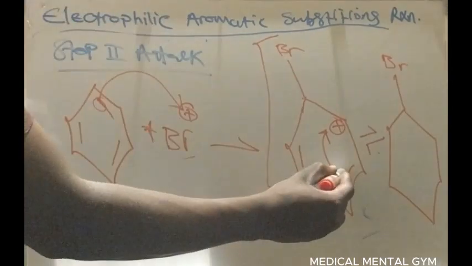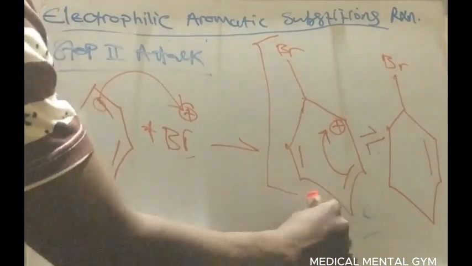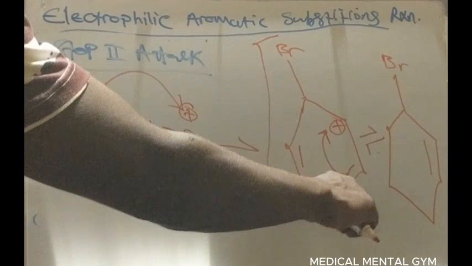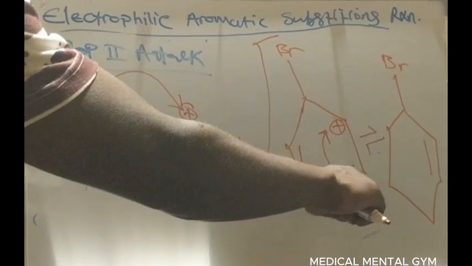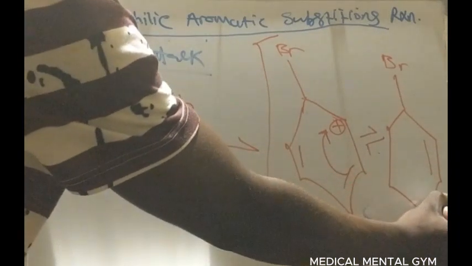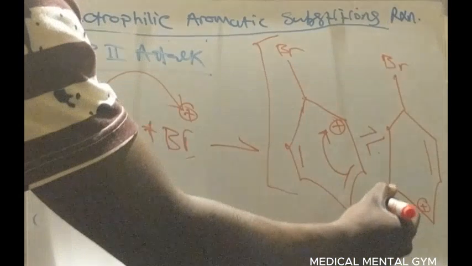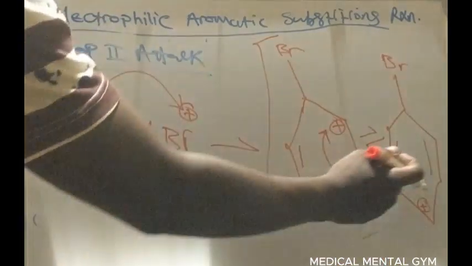So this pi bond will shift towards the positive charge, forming a new pi bond here, and then the carbon that was involved in the previous pi bond will now possess a positive charge because it has lost some electrons from this bond. So this carbon here will possess a positive charge, and then this double bond maintains. Yes, so that's the second resonance structure.